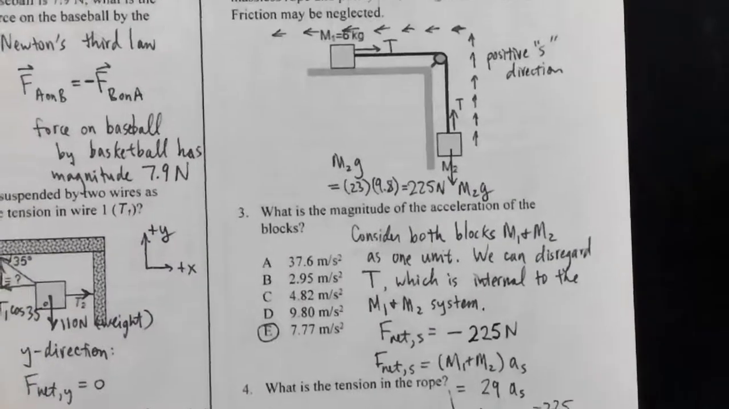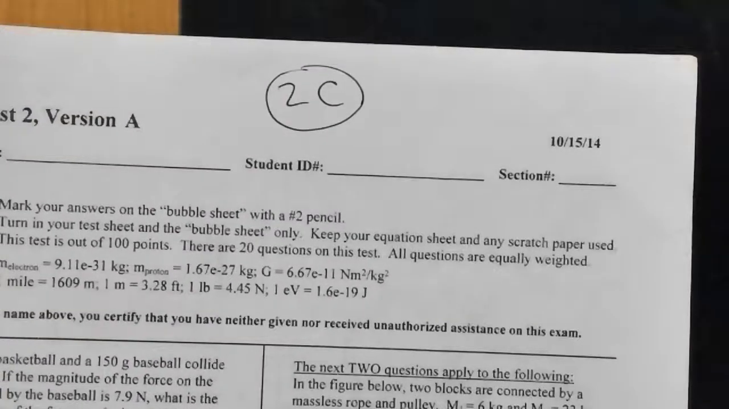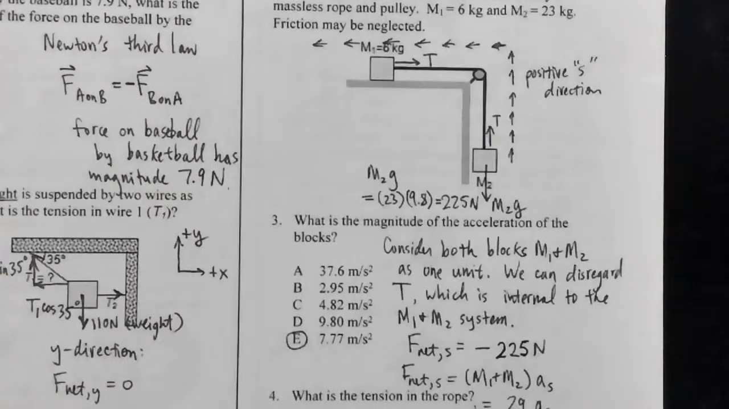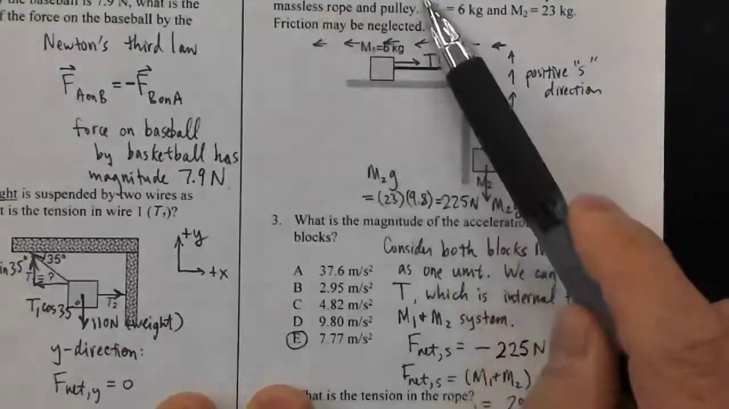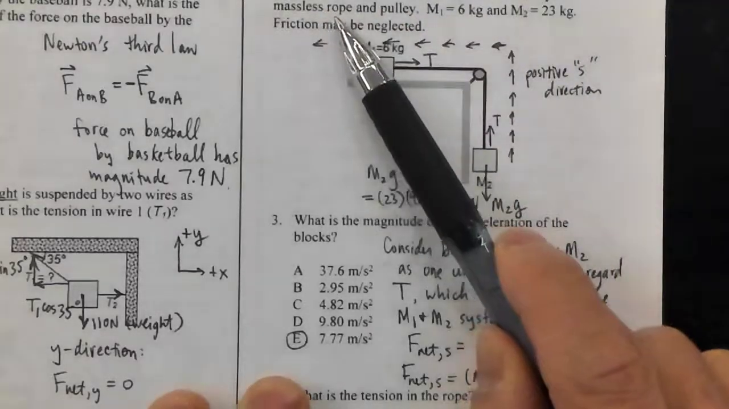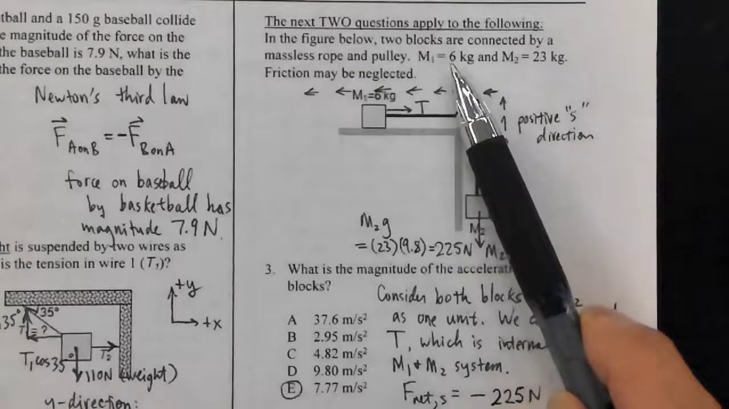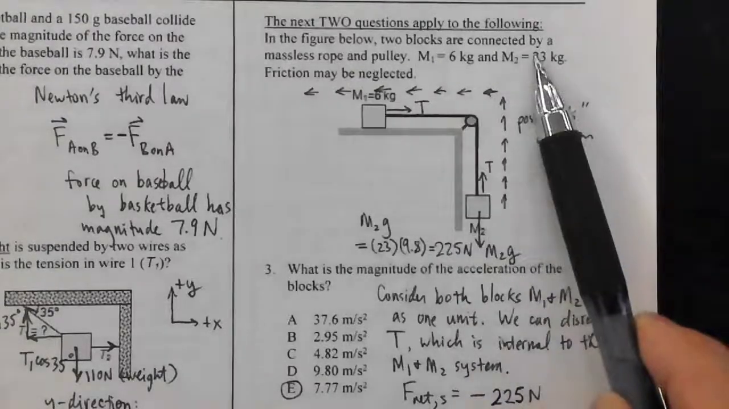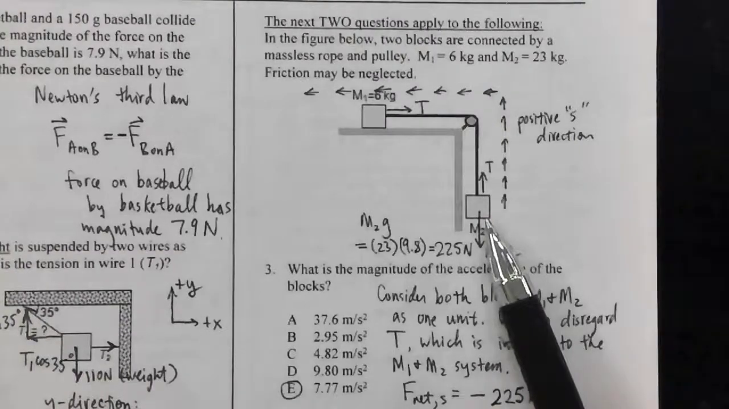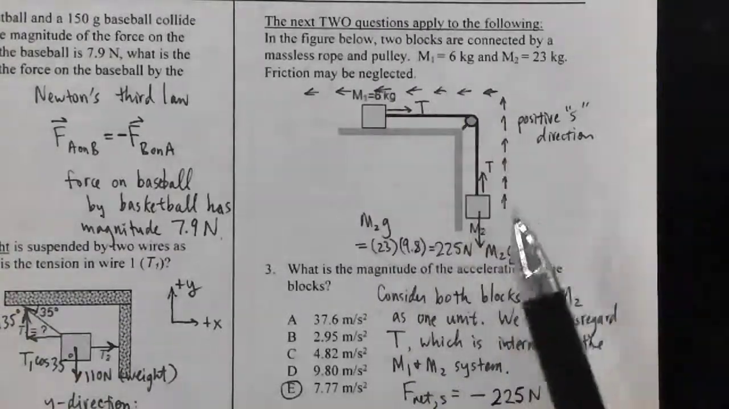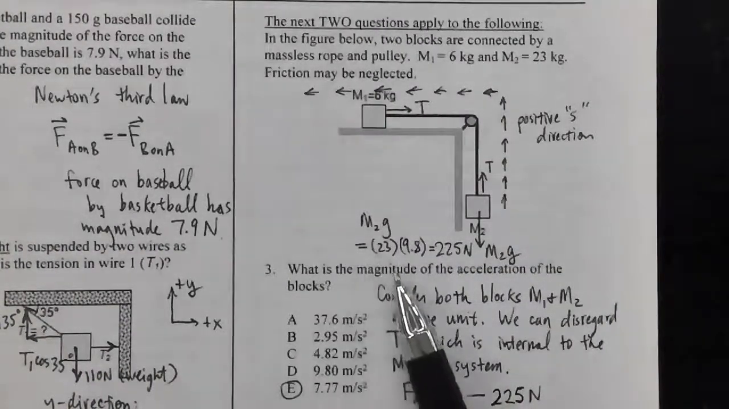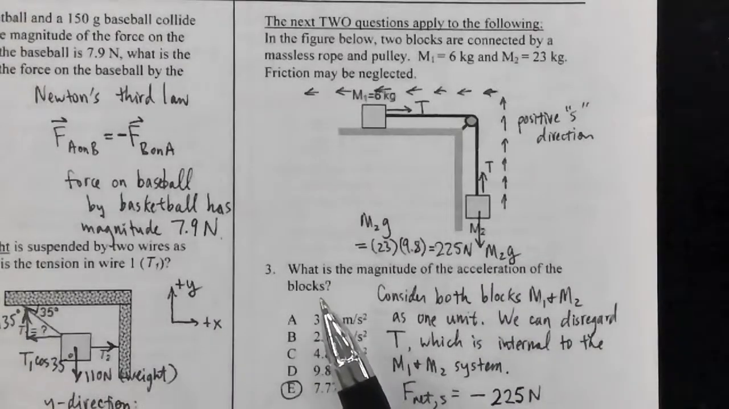Okay, here's the real Atwood problem. This is from 2C. The two blocks are connected by a massless rope and pulley. M1 is 6 kilograms. M2 is 23 kilograms. Friction may be neglected. Let's just do number 3. What is the magnitude of the acceleration of the blocks?